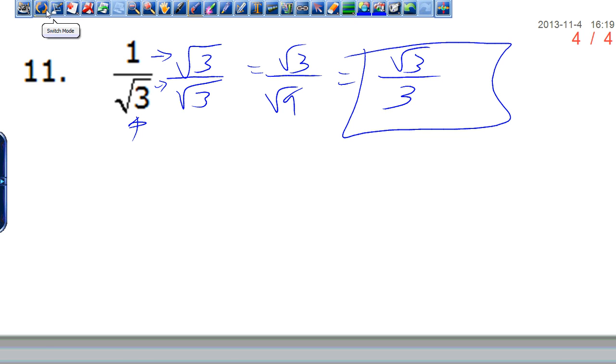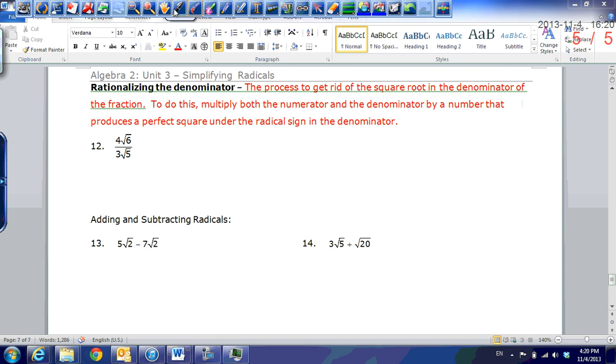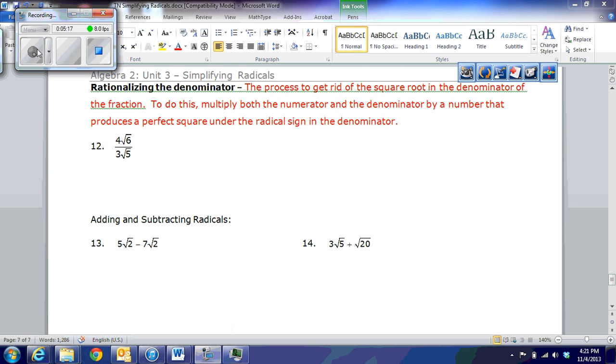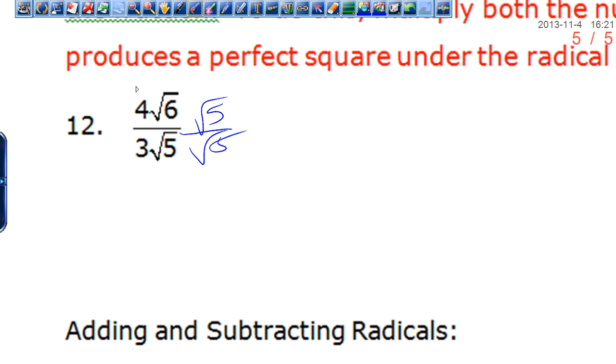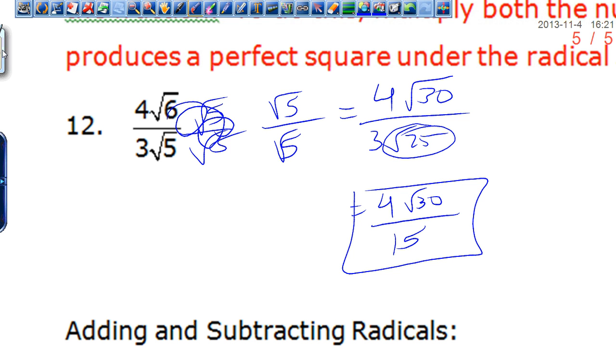So if we flash forward to number 12, whatever's in the bottom, or the square root in the bottom, I should say, which in this case is square root of 5, we multiply by square root of 5 on the bottom and the top. Anyway, so we're multiplying by square root of 5 on top and on bottom. So 4, and then square root of 30 over, and then I get 3 square root of 25. Well, we can actually find out what square root of 25 is. Square root of 25 is 5. So 3 times 5 is 15. Boom. So that's rationalize the denominator.